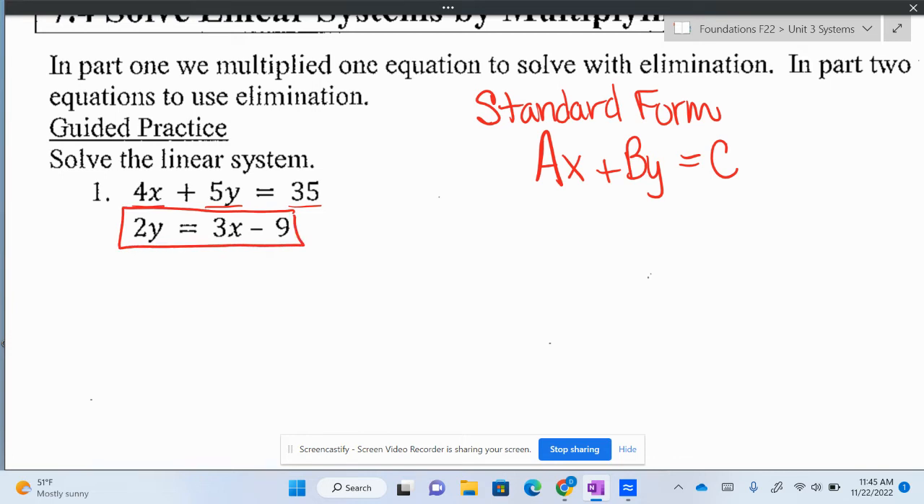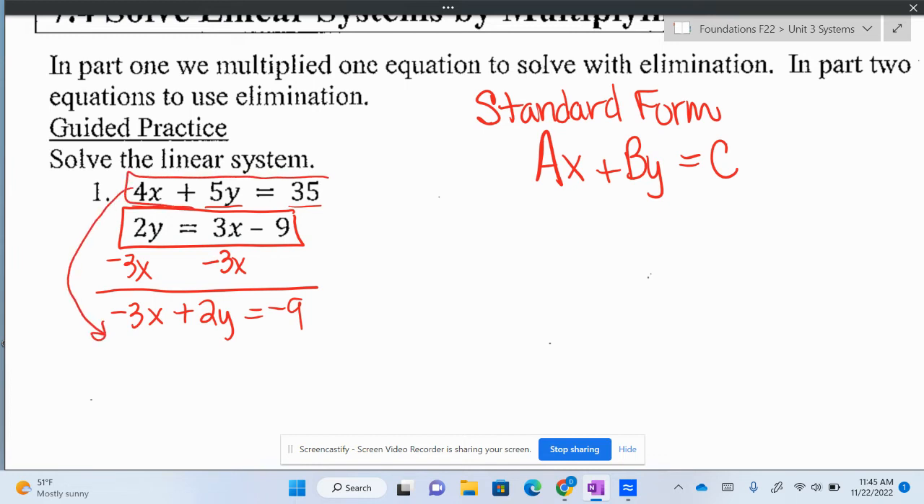How could I have the X term on the other side? Like I need it to say something X plus or minus something Y. From both sides, right? So when I do that, I have negative 3x plus 2y equals negative 9. So now both of my equations are in standard form. And I'm going to take this top equation right here, and put it right below the equation we just simplified. So that way we can see what we want to multiply by.